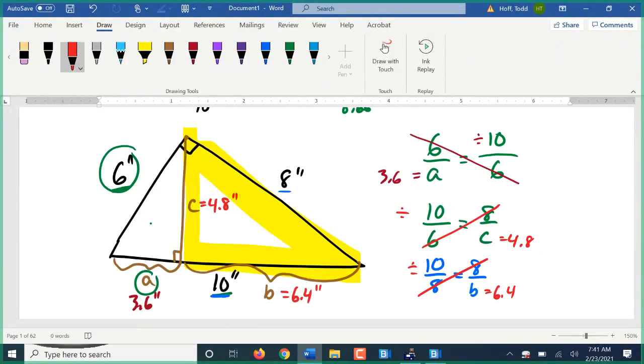So we have found those missing pieces just by seeing or knowing that when we cut that right triangle with an altitude from the right angle, it gives us two small triangles that are similar to that original large triangle.